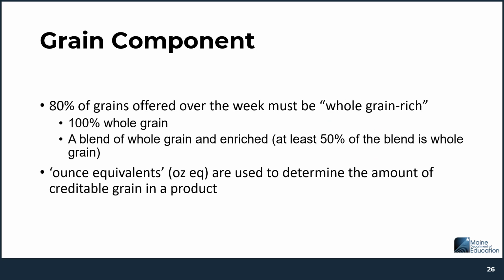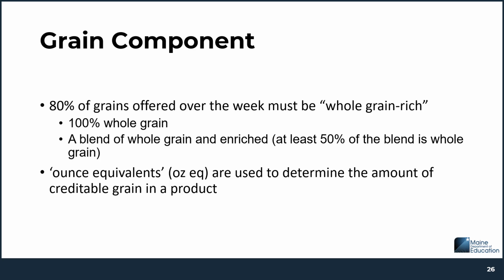In the National School Lunch Program, at least 80% of the grains offered over the course of the school week must be whole grain rich. A product that is whole grain rich is either made from 100% whole grain, or it's a blend of grain ingredients where the whole grain ingredients are at least half of all grain ingredients in the product.